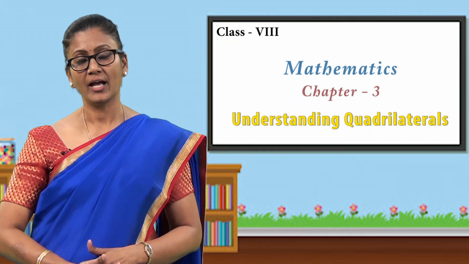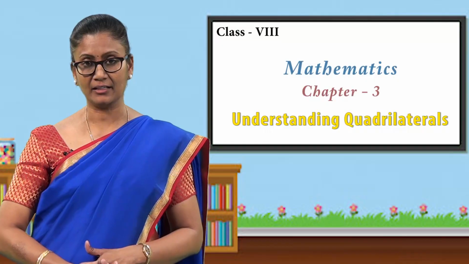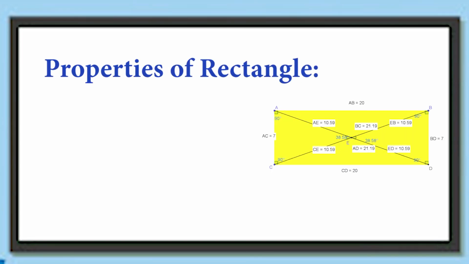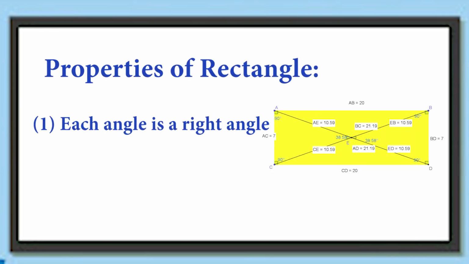So now let's go and list the properties of a rectangle. Properties of a rectangle. Each angle is 90 degrees and the diagonals are equal.